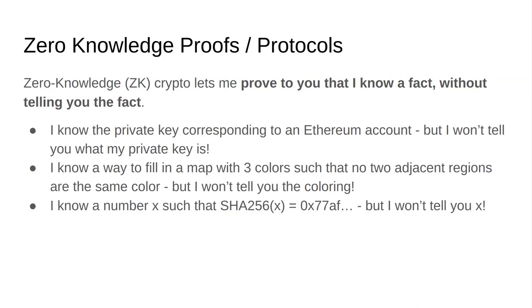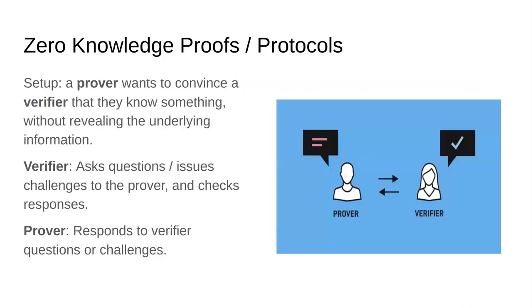Okay, nice. Next up, let's talk about zero knowledge protocols. In the setup, we have a prover who wants to convince a verifier. These are two entities. One of them is a prover and the other is a verifier. The prover wants to convince the verifier that they know something without revealing the underlying information. The verifier asks questions and issues challenges to the prover and checks the responses. The prover responds to the verifier's questions and challenges.